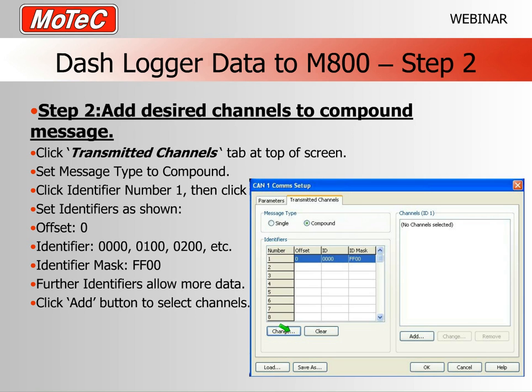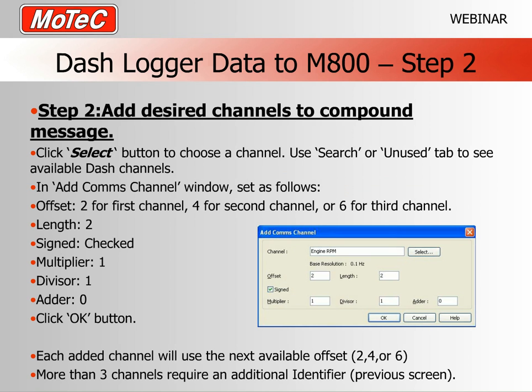Okay, so once we've set our identifier, we can go across and click on this add button here, and that allows us to select which channels in the dash are going to be transmitted in this first message. So we click on our add button, and then we have this box called add comms channel, and the channel designation is actually blank. Now you cannot type into this box. You have to click on this select button on the right hand side.